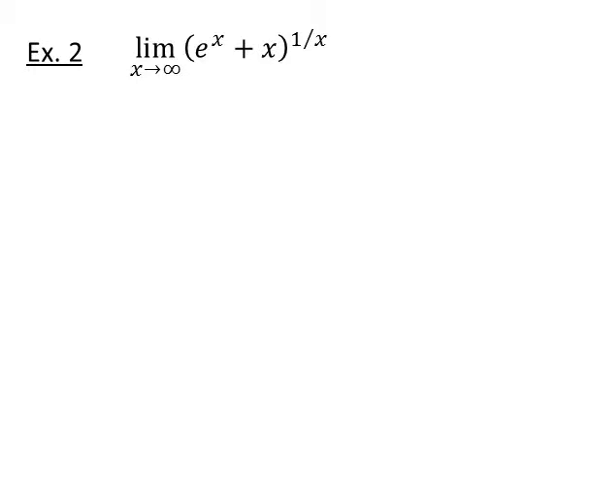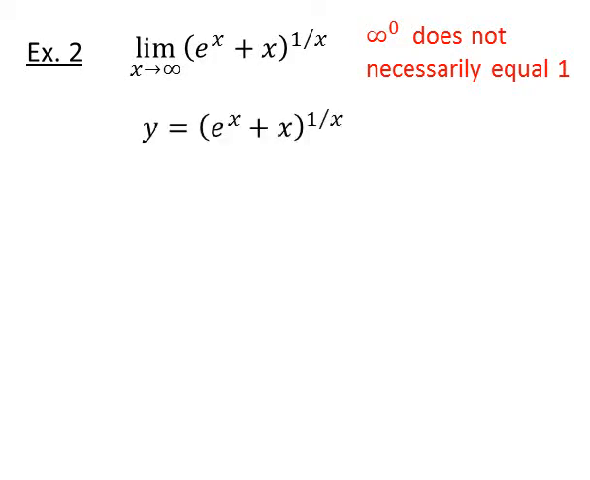In our second example, we'll find the limit of e to the x plus x raised to the 1 over x power. This limit is an indeterminate power of the form infinity raised to the 0 power. Although past experience would tell you that infinity raised to the 0 power should be 1, this does not necessarily have to be true. Again, this limit will serve as a counterexample to that assumption.